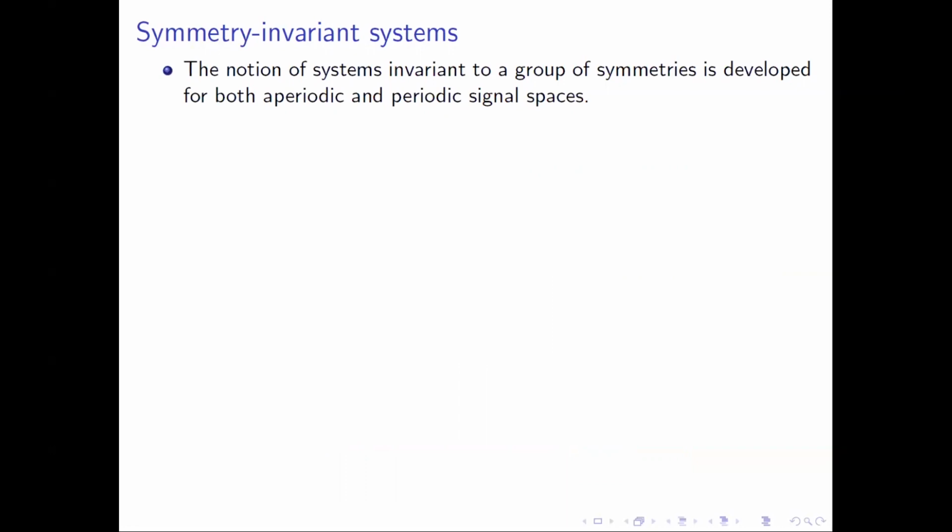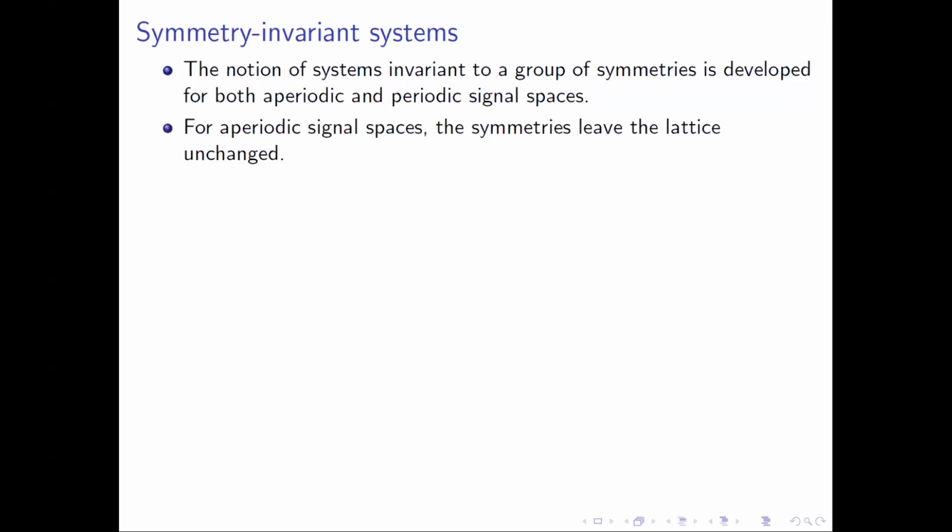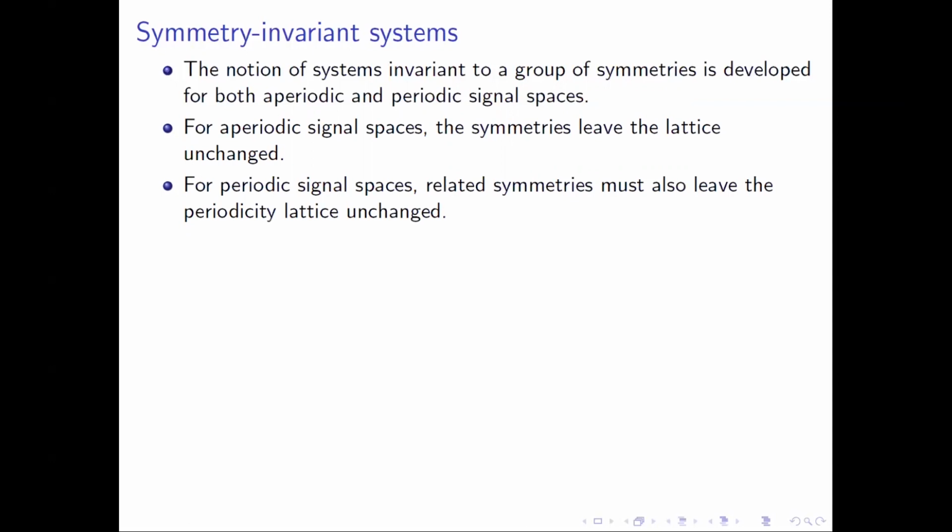In this chapter, I developed symmetry invariant systems, first for aperiodic discrete domain signal spaces, and then for periodic discrete domain signal spaces. For aperiodic signal spaces, the symmetries just have to leave the sampling lattice unchanged. For periodic signal spaces, related symmetries must also leave the periodicity lattice unchanged. These conditions are developed in the chapter.